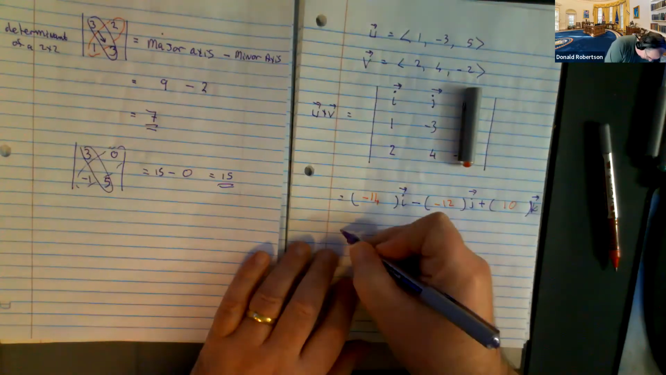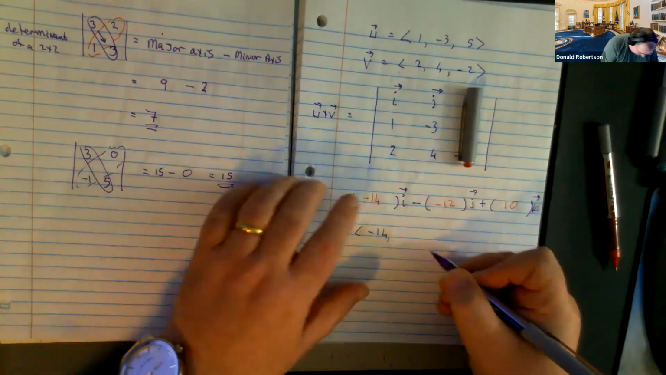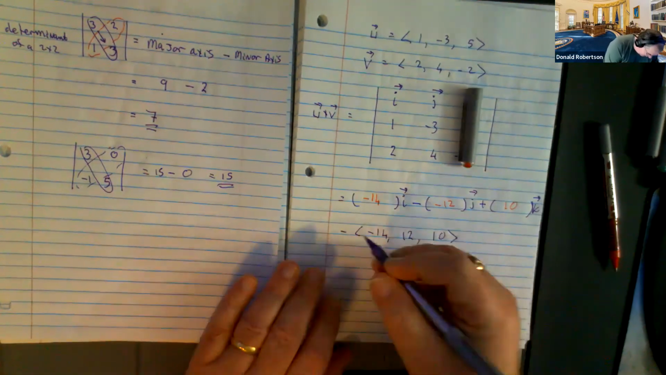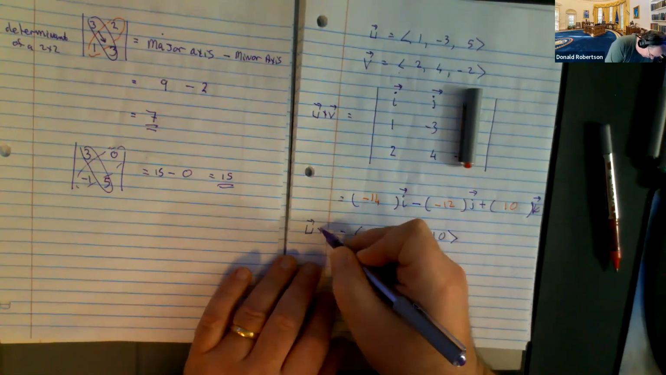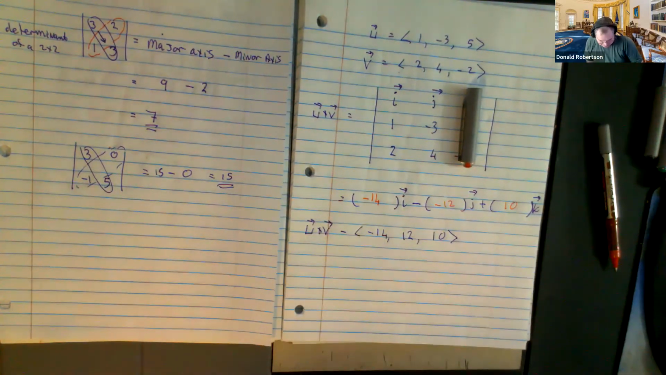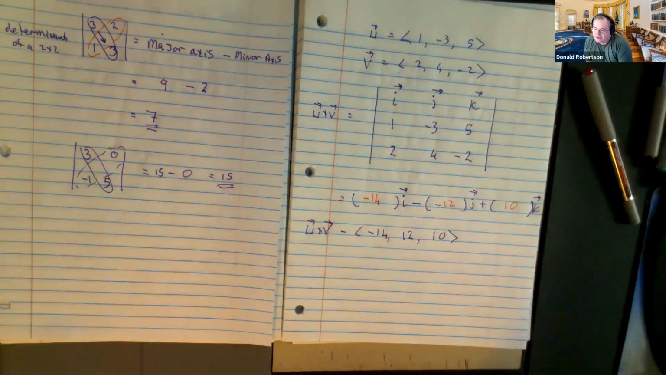And then to finish, -14. The negative of that gets you now +12, and 10. Here is your vector u cross v. Do you see that wasn't a formula? Isn't this a process, quite a visual process?